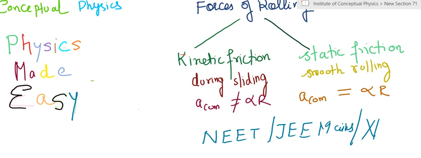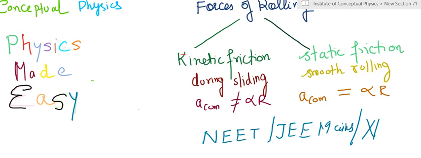All right, so let's have some picture in our mind when it comes to forces of rolling. You can see, on the left hand side, it's mentioned that there is kinetic friction during sliding. A lot of emphasis is given to smooth rolling, where A com is equal to alpha r, and the torque which is supplied for this angular acceleration comes from static friction.